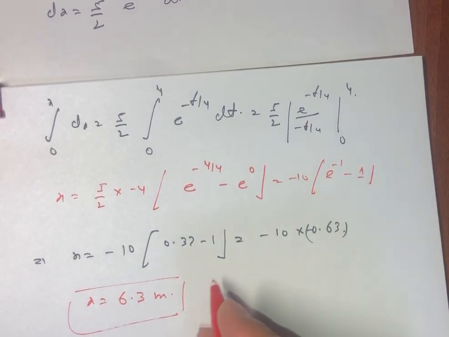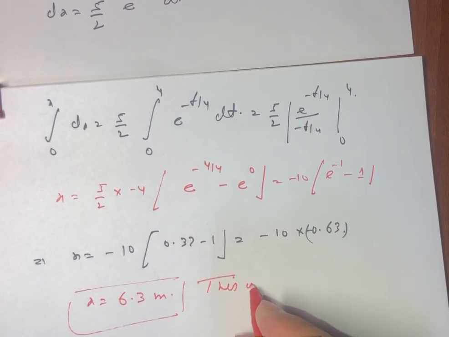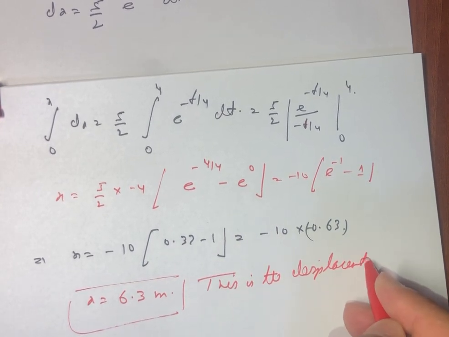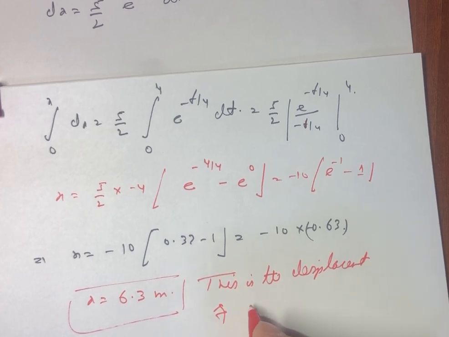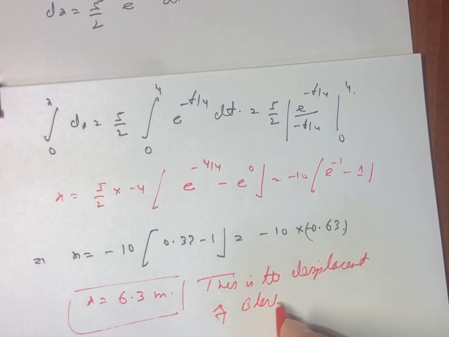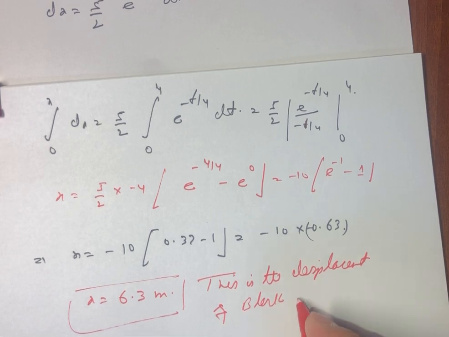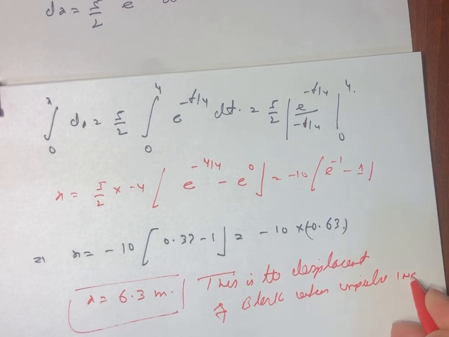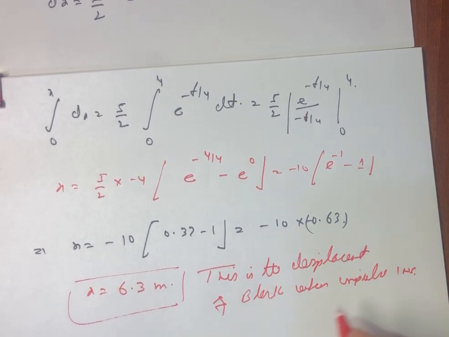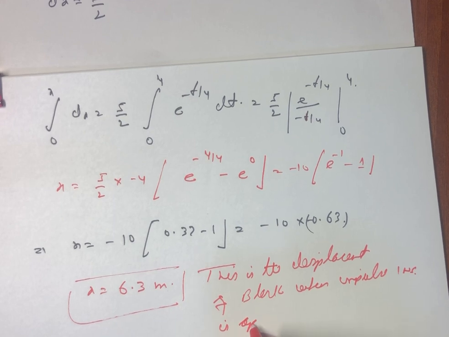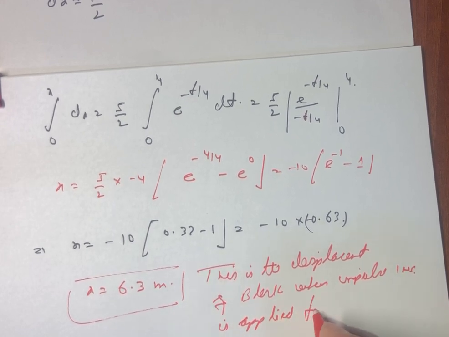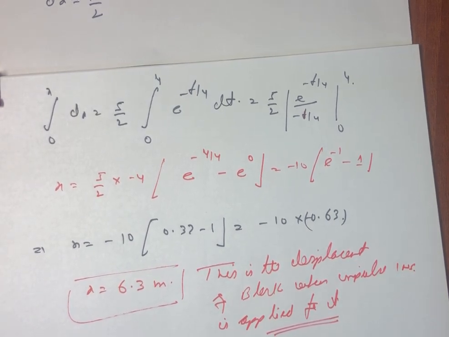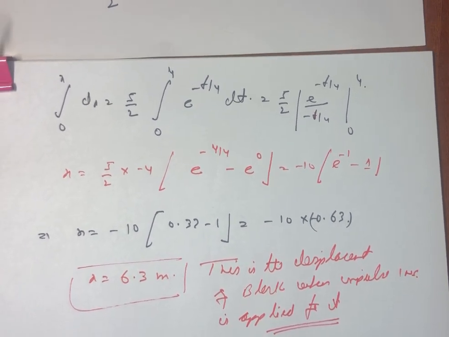So this is the displacement of the block when an impulse of 1 Newton second is applied to it. So this completes the question. Thank you.